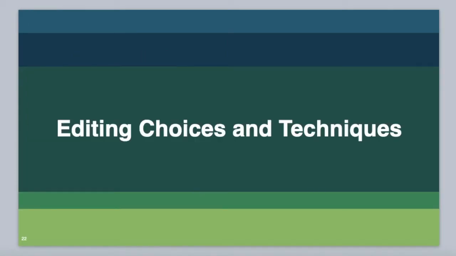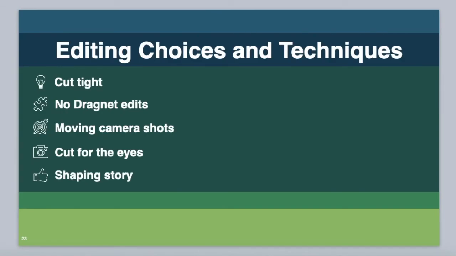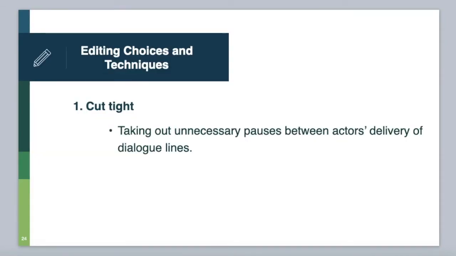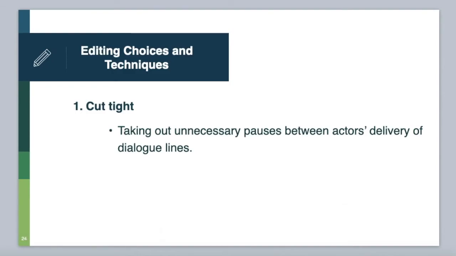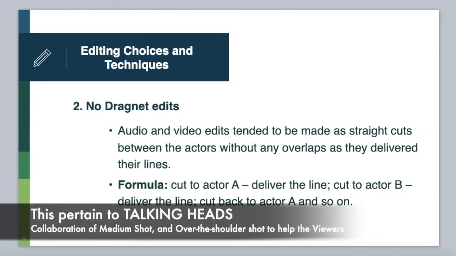Editing choices and techniques. Whenever we edit a particular video, most especially in post-production, these are the things that you need to consider. First is cut tight, taking out unnecessary pauses between actors' delivery or dialogue lines. So plainly, this is the cutting of your video. No dragnet edits. Audio and video edits tend to be made as straight cuts between the actors without overlaps as they deliver their lines. So this is the time wherein we have the talking heads and we use medium shots as well as over-the-shoulder shots.